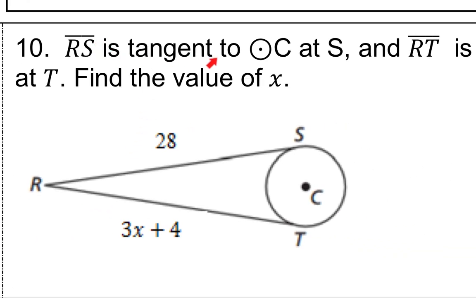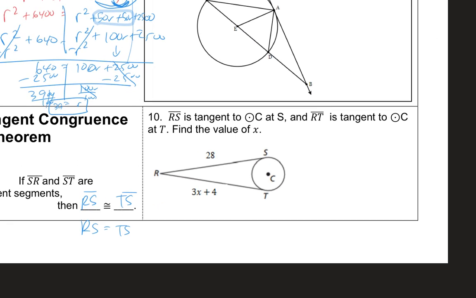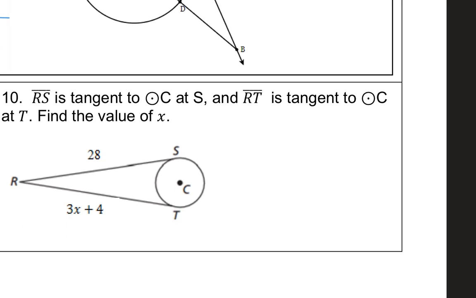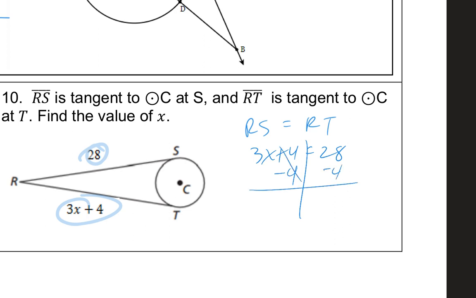Okay, so it says RS is tangent. Find the value of x. If RS is tangent, RT is tangent as well. Then we know that RS equals RT, right? If they're both tangent, that means they have to be equal. So this has to be equal to that. Let's set it up. We're going to say 3x plus 4 equals 28. And then we can just solve, right? We're going to subtract 4, so 3x equals 24. Divide both sides by 3. You may already know that x equals 8. All we've got to do is set it up correctly.